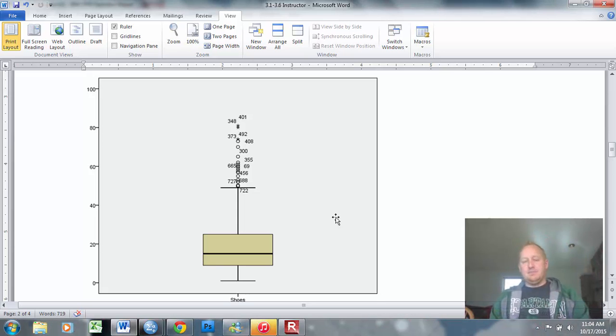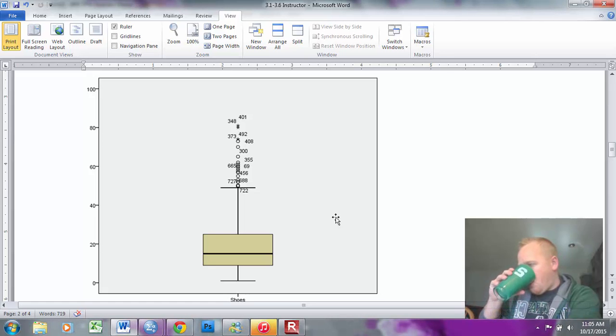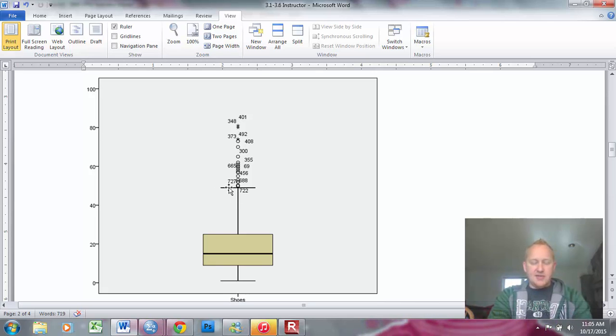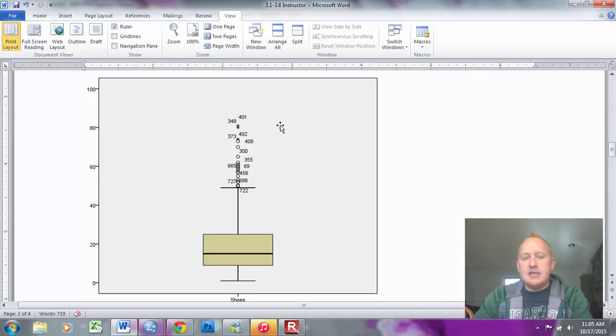And then the maximum. Try to guess what the maximum is. You don't even have to pause the video. I'll give you a couple seconds. I'm going to take another sip out of my pop. I will tell you that the maximum is not 50. So a lot of students guessed 50 because this is the end of the whisker. I will also tell you it is not 401. So a lot of students guess that it's 401 because this value is up here. The maximum is right around 80 pairs of shoes.